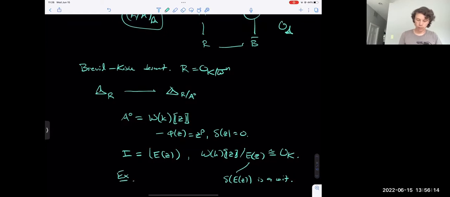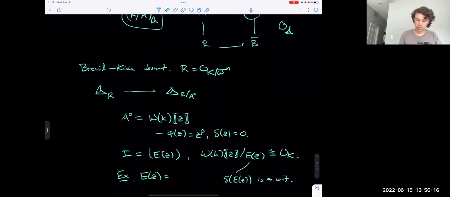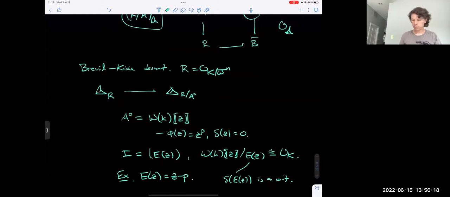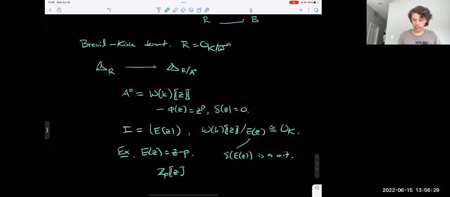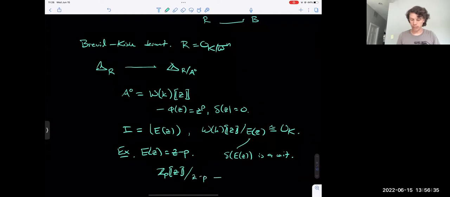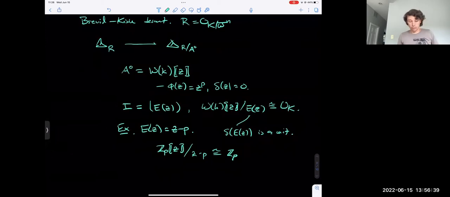Exercise: check this for E of Z equals Z minus p. That would be the case, right? If I wanted to get Z mod p to the n, here I would be taking this modulo Z minus p, and that's Zp. Okay. So this is the case that we care about.